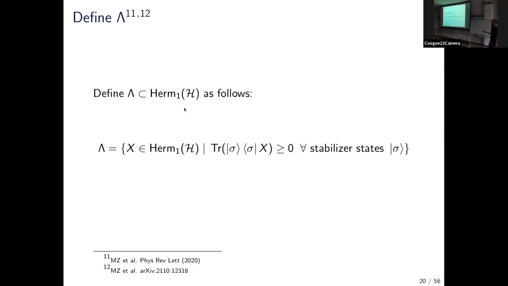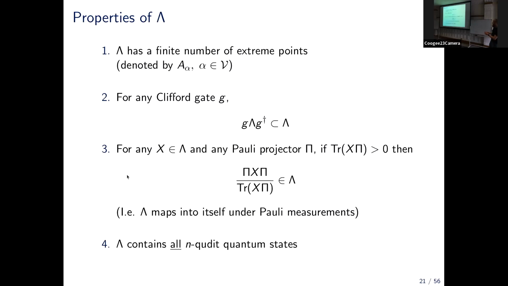And the polytope is defined like this. So it's the subset of this space satisfying all of these inequalities. So you get one inequality for each stabilizer state. Just the trace inner product with each stabilizer state has to be non-negative. So this is something like enforcing that if you do Pauli measurements on your state, you had to get non-negative probabilities. If you do other measurements, then maybe you would get negative probabilities, but we don't really care about those because in our model, we're only talking about Clifford gates and Pauli measurements. So this is the definition of the polytope lambda.